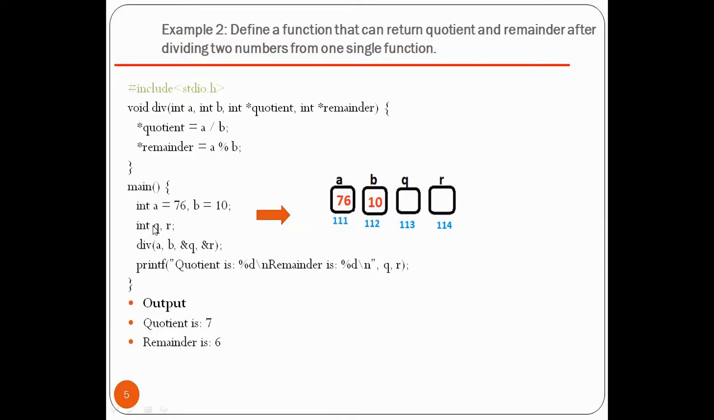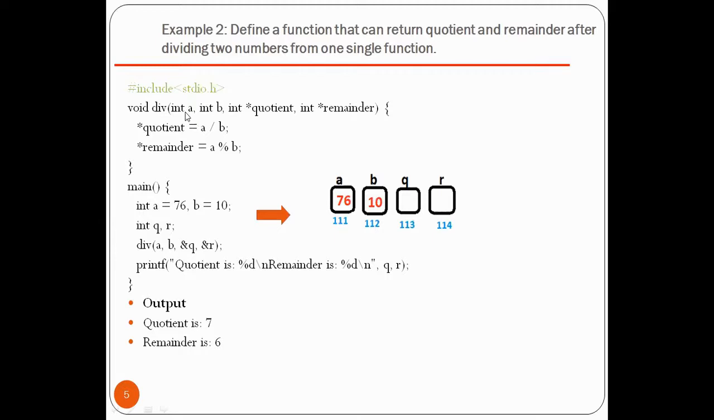And we have also two other variables. We have not assigned any values, but we have just declared them. So Q and R with memory locations 113 and 114, both are integer type. Now what happened? Here we have called the function div, and we are passing two variables, that is A and B, and the addresses of the other two variables, that is Q and R. So after this code, the compiler will go back to where the function is defined.